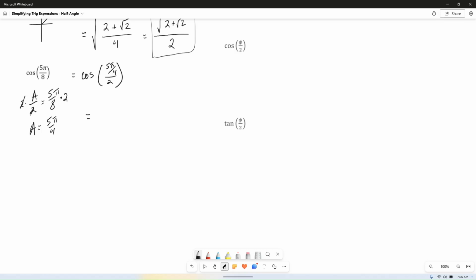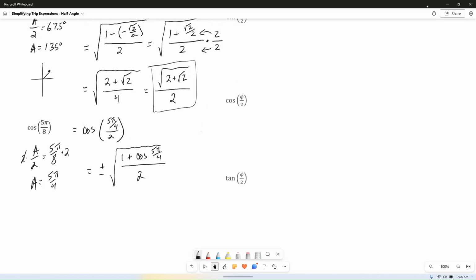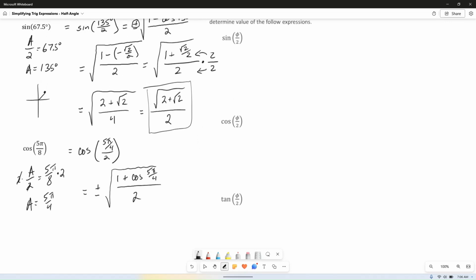And the half angle identity for cosine says, again, we're going to have the plus or minus square root. We have to figure out which sign we're going to have there. So we have the plus or minus square root of 1 plus the cosine of the A angle, the angle that was divided by 2. And so in this case, that's 5 pi over 4, and then that is going to be over 2. So it's a very similar formula to what we had before. The only difference between the sine and the cosine half angle is that with sine it's 1 minus cosine, whereas with cosine, it's going to be 1 plus cosine.